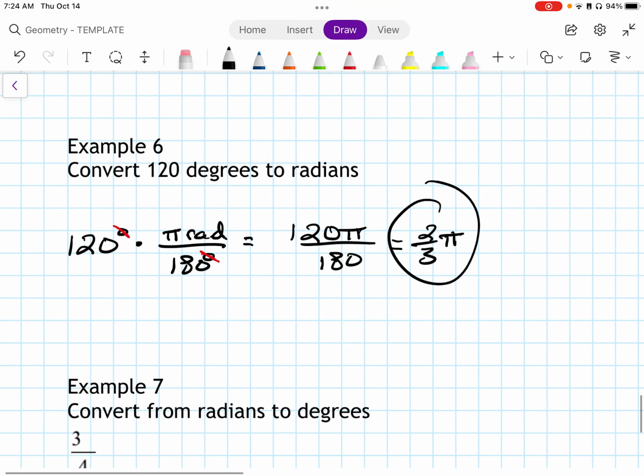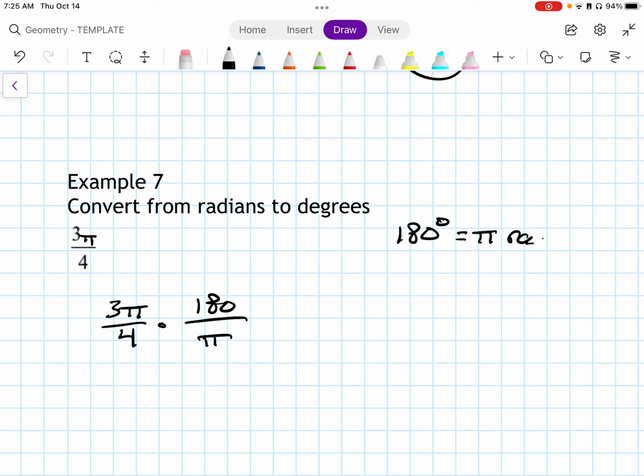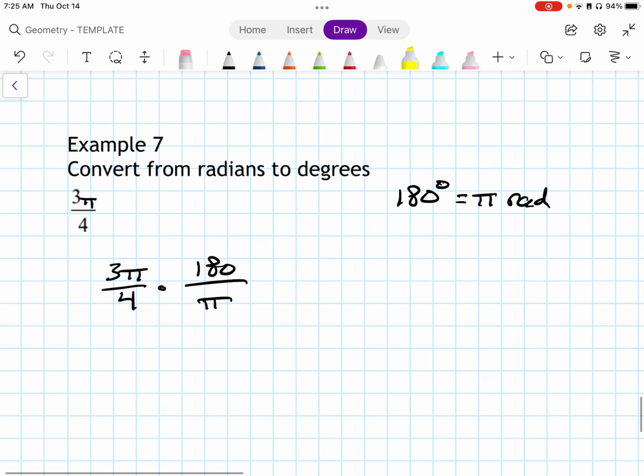Right? Example 7, convert 3 pi over 4 radians to degrees. Well, 3 pi over 4, we need to multiply by a conversion factor. We want the pi to cancel. So I'm going to need to put the pi on the bottom and the 180 degrees on top, right? I'm still using this 180 degrees equals pi radians, right? And I don't know if I said this earlier, but they're equal. So by doing this, we're multiplying by 1, really, right? Because it's the same thing on top and bottom. It's just kind of like a fancy 1.